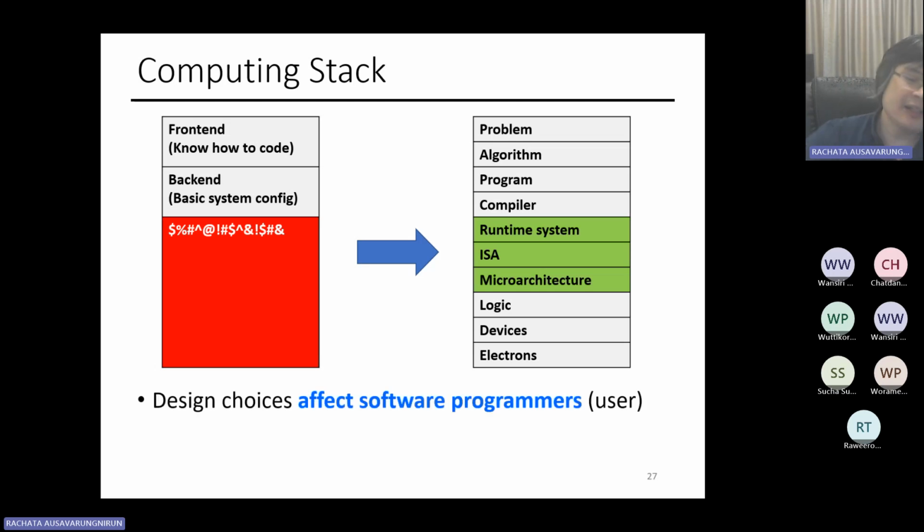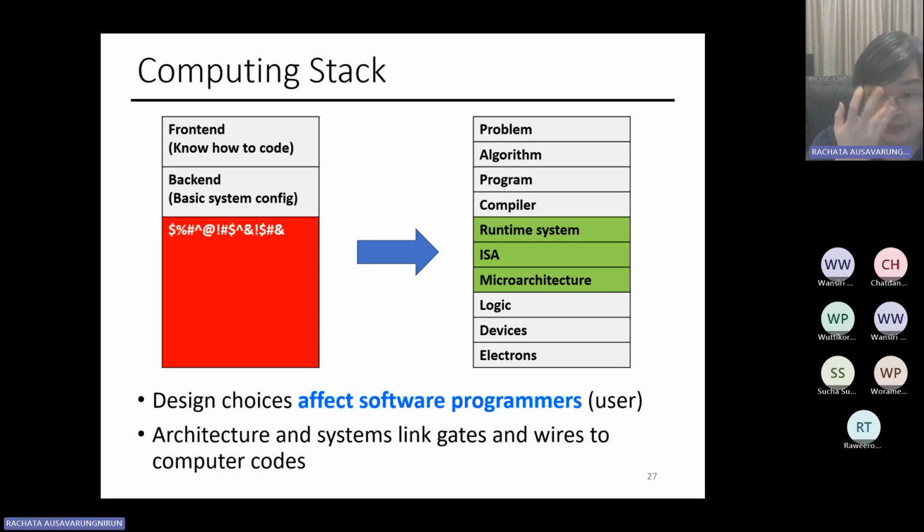All right. And then the design choices that you put in affect the software programmer, because you are right in the middle here, right? Everything I do in the hardware is going to affect the programmer. So a good design will make sure that it minimizes the programmer's effort. For example, if I buy a new chip, maybe I don't have to rewrite a program. That's perfect, right?